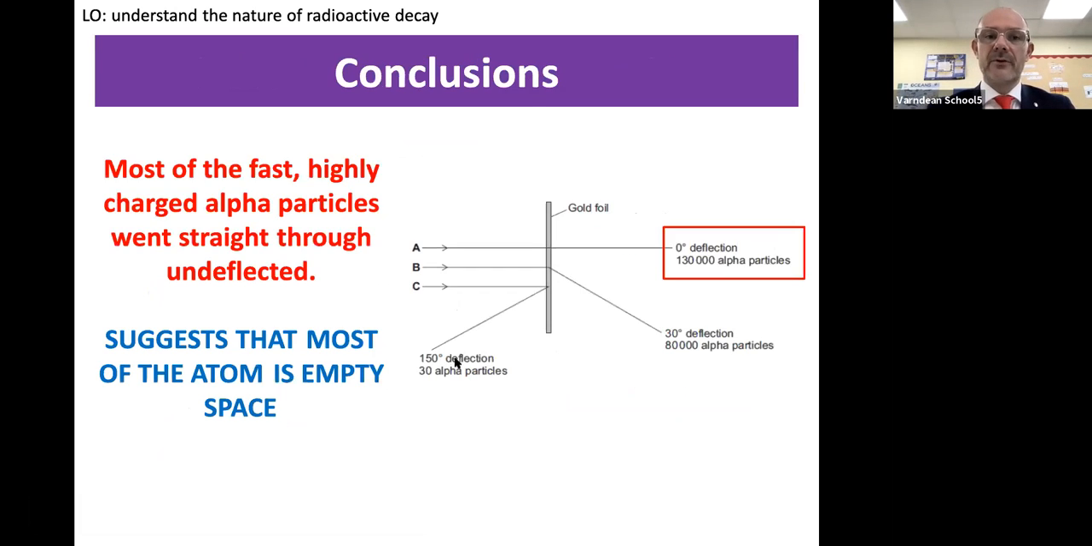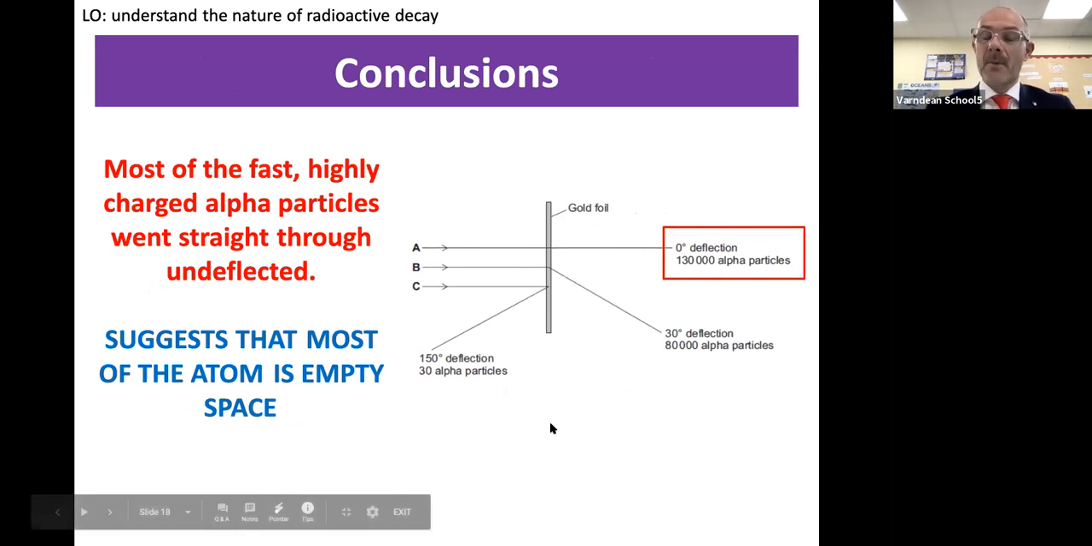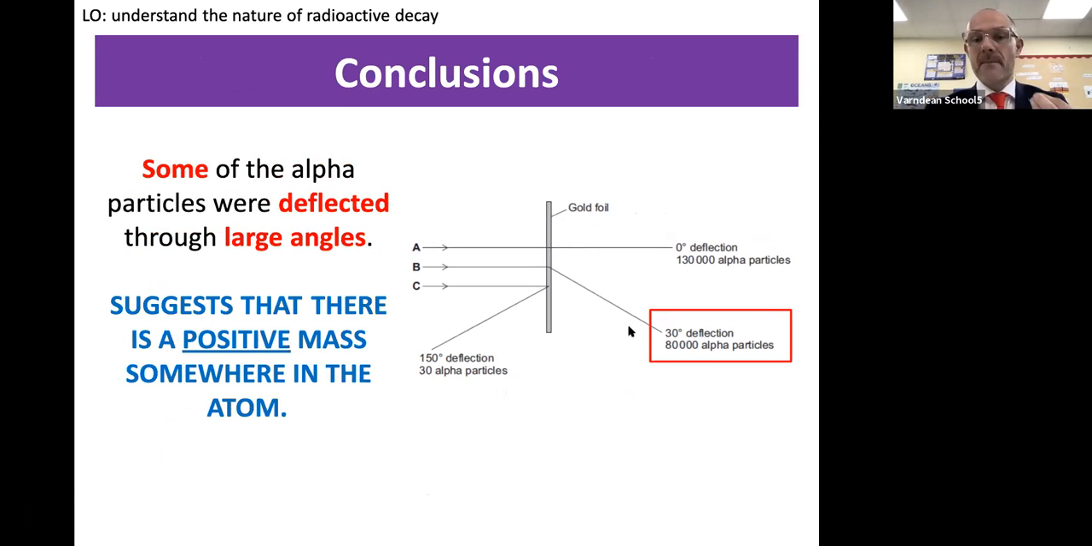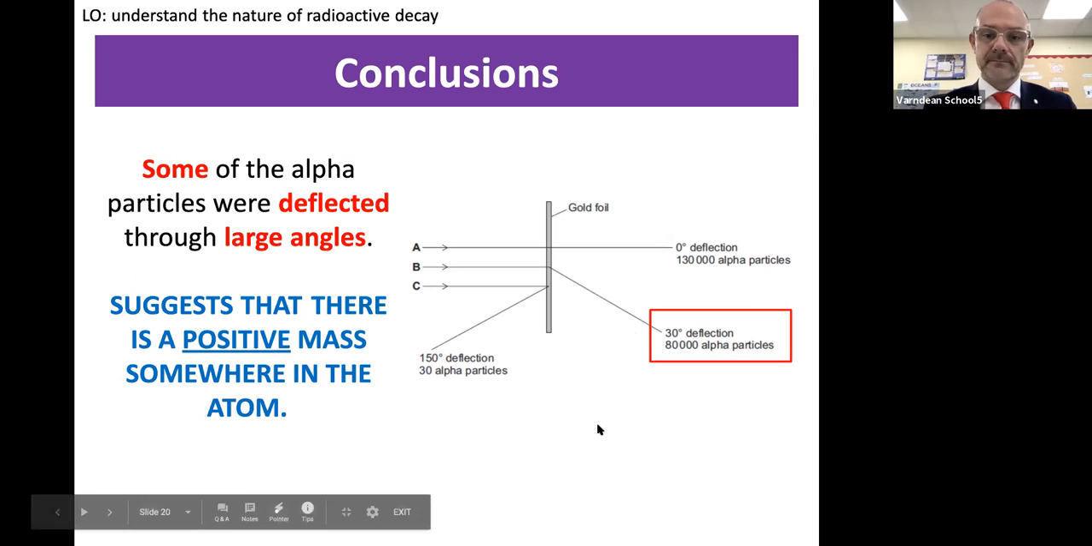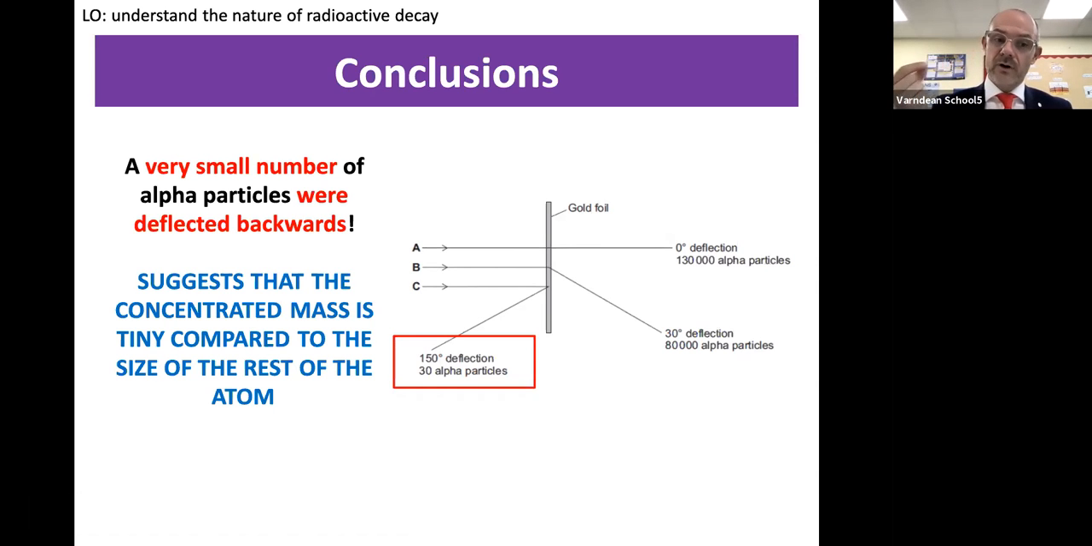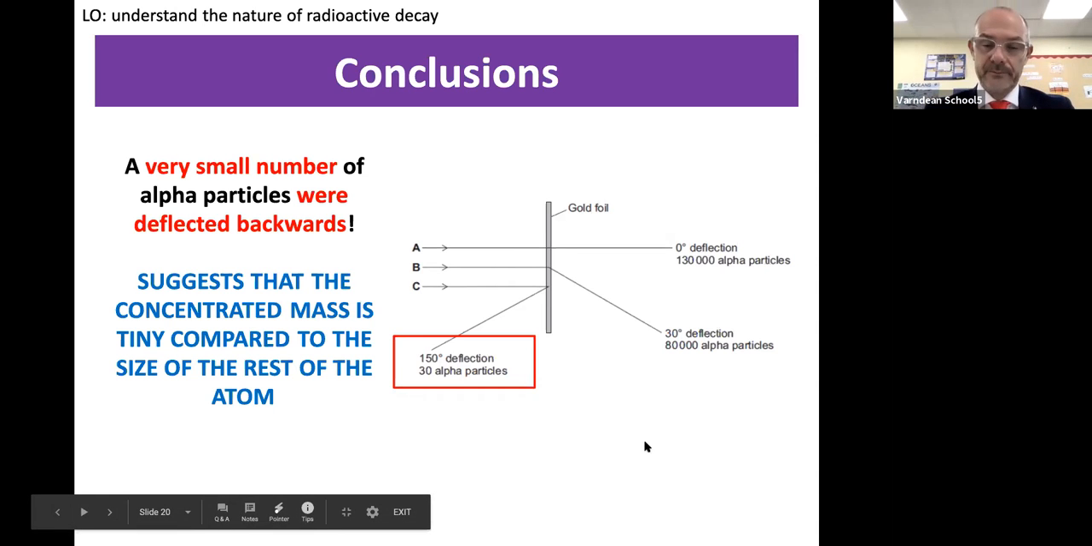And that let him come to 3 different conclusions. If most of them go through, most of the atom was empty space because they hit nothing. They just carried on in a straight line. Where they were deflected through a large angle, that meant something was positive. There was something positive in there because they're positive particles and they got deflected away from it. And if they bounced back, something in the middle was really, really quite massive. There was a massive concentrated bit of mass that was very small because these heavy particles bounced.